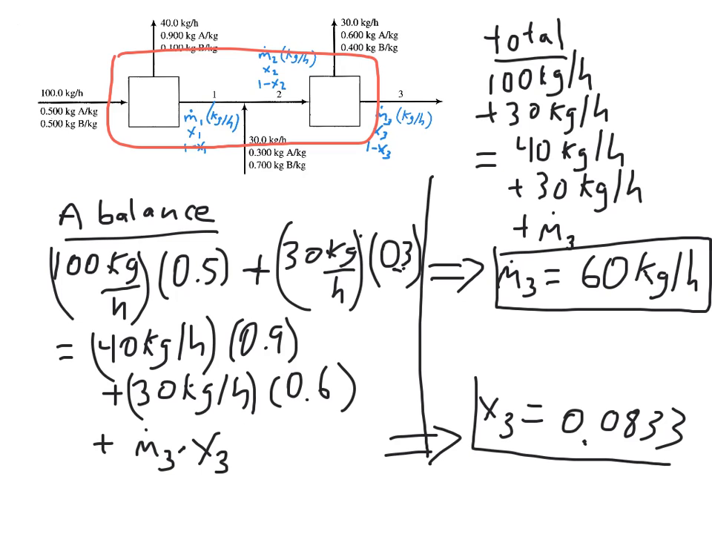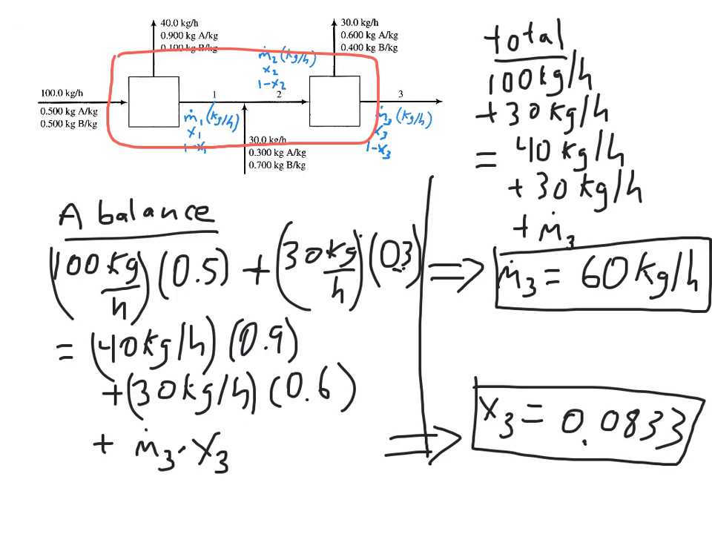And that's the mass fraction of A in the stream 3 leaving the system. So there we have our answers right there. The next step that we want to do is look at where we can solve for the other unknown variables. And we can do lots of different ways here.